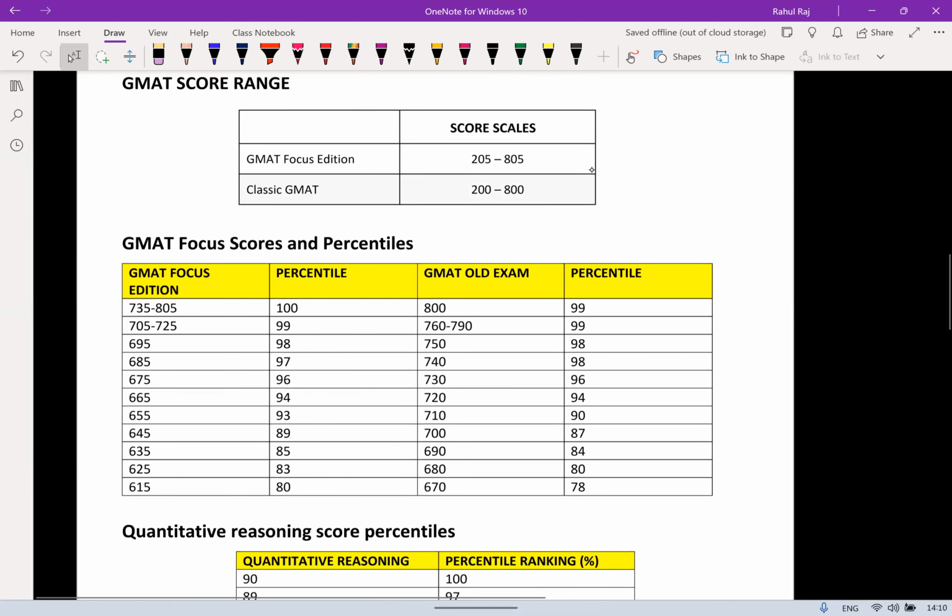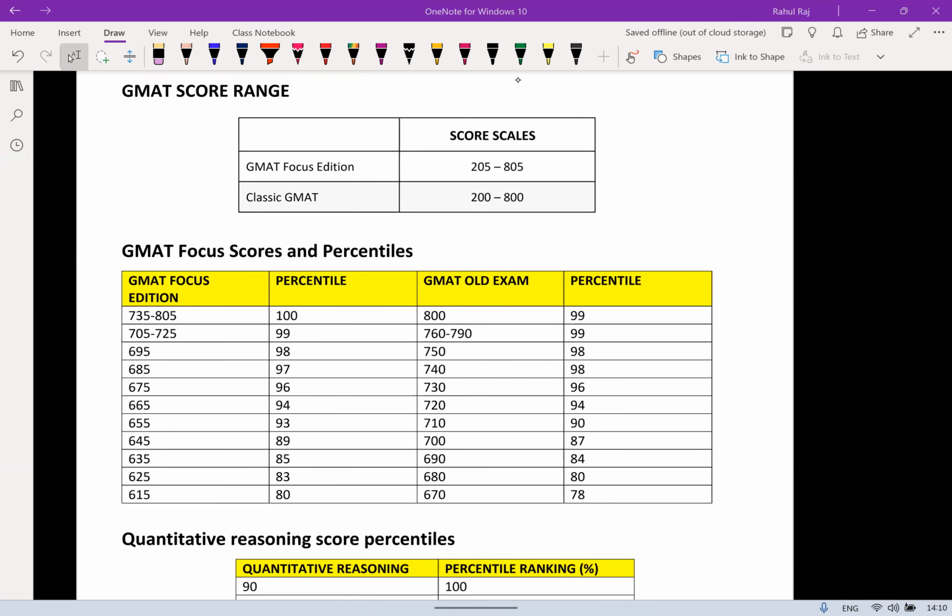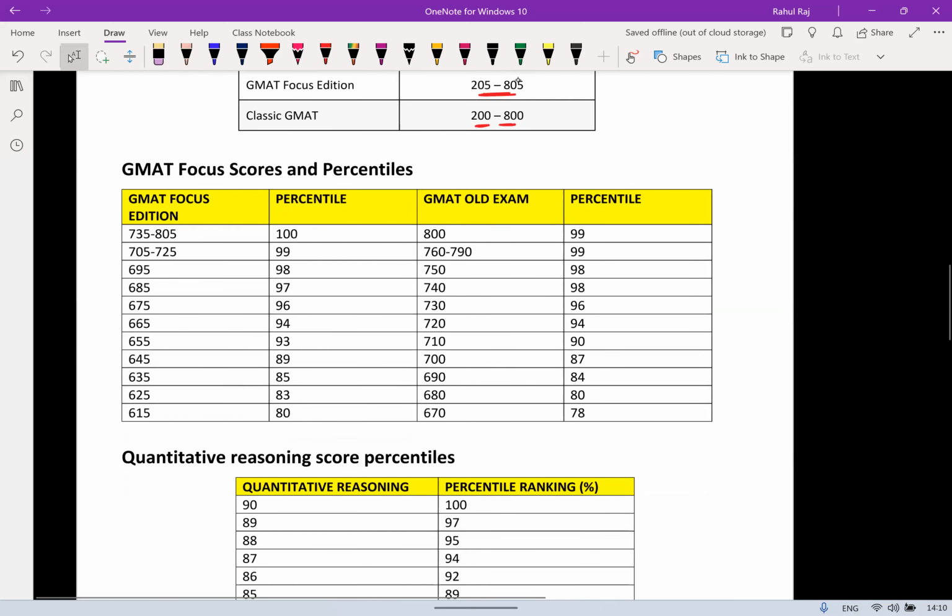What happened over here is that in the GMAT Focus Edition, the total scoring is from 205 to 805. In the previous GMAT exam, it used to be 200 to 800. Right now, it is 205 to 805. So 645 is the new 700 right now.